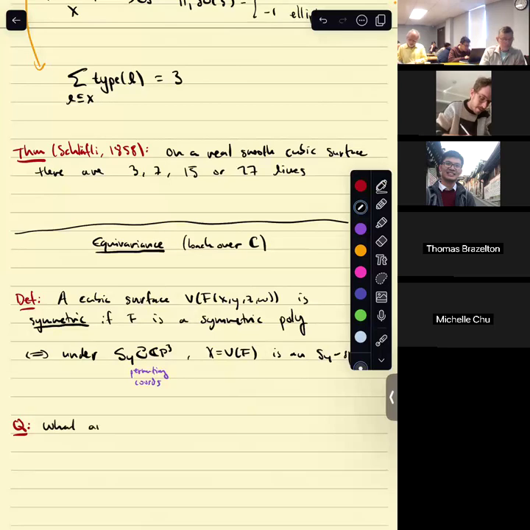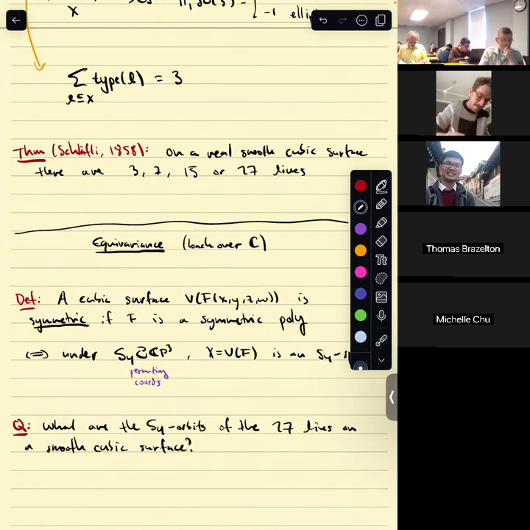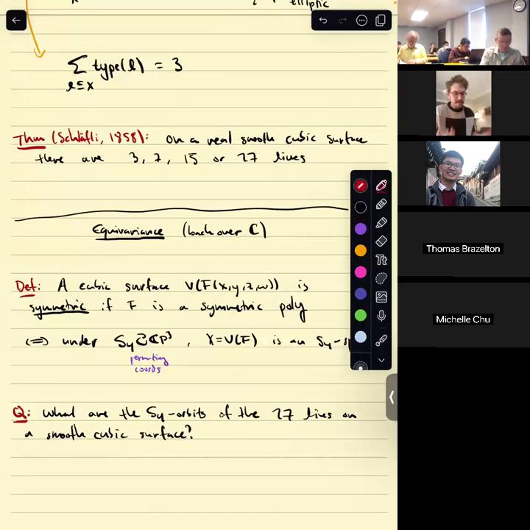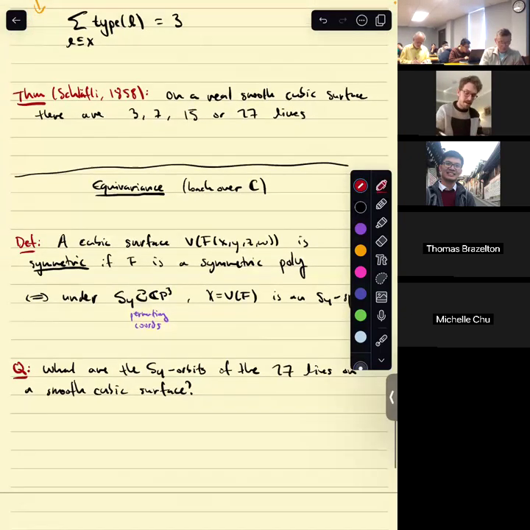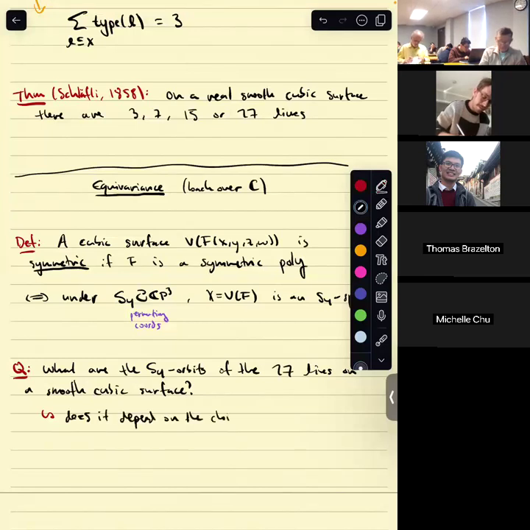What are the S4 orbits of the 27 lines on a smooth cubic surface? And again, this is the same sort of question as the classical ones, but now there's a little bit more symmetry happening. But again, this is baked into the question: does it depend on the choice of smooth cubic surface?